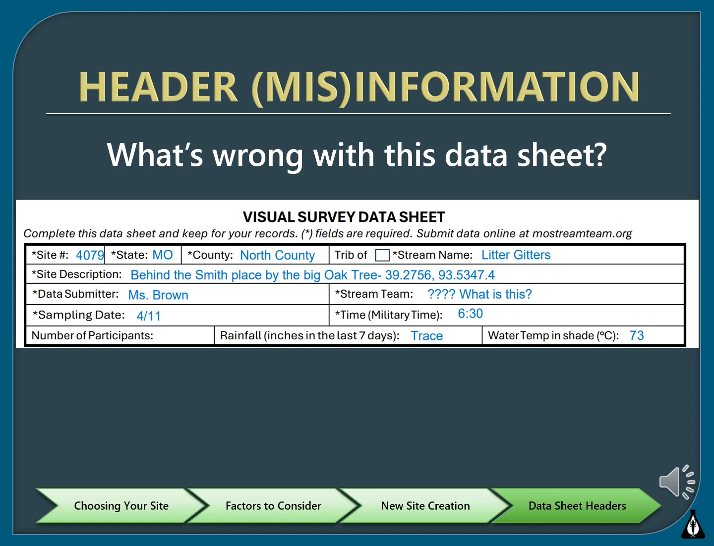For water temperature, 73 degrees Celsius is 163 degrees Fahrenheit. That is incredibly hot for a stream. So unless this is being measured at a cooling water discharge, the measurement is incorrectly reported in Fahrenheit. So be sure to use degrees Celsius.